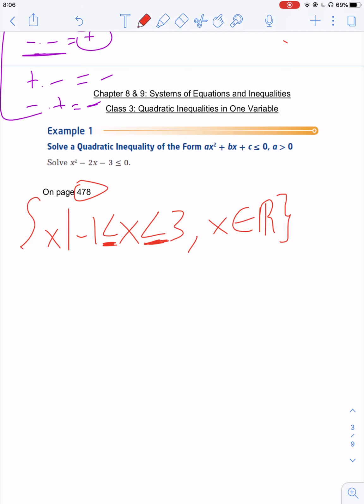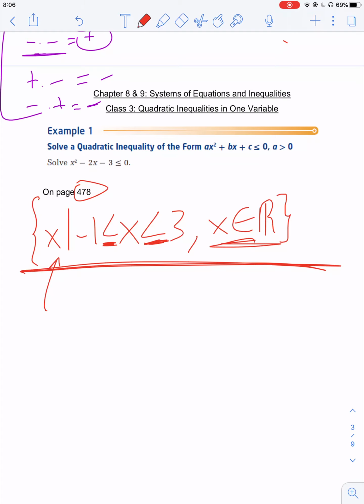So this is what they use in diploma. Again, you need to know how this notation works, how to read this notation. This reads as x, this line over here stands for such that, x is between -1 and 3, x belongs to the real numbers. You need to know how to read this notation.